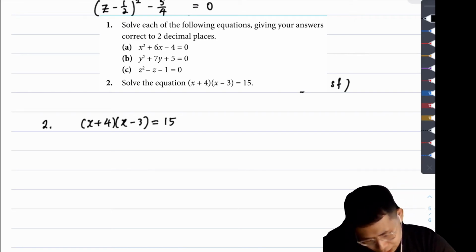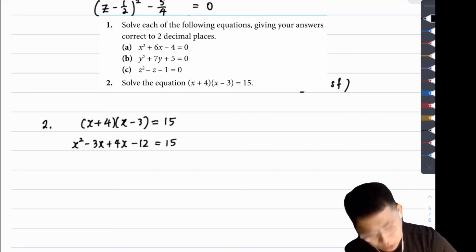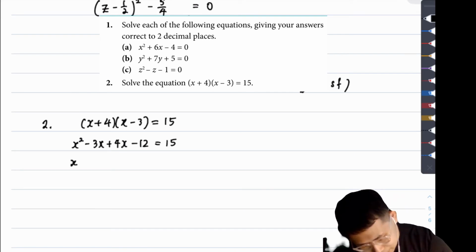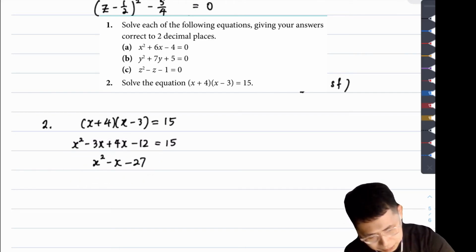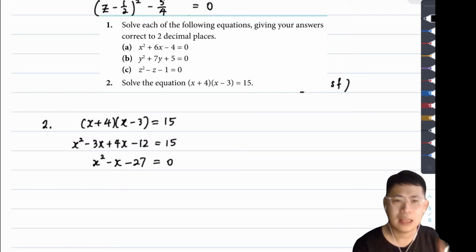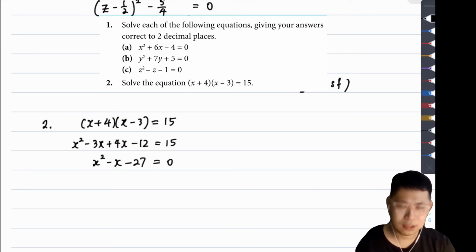When we expand, we have x squared minus 3x plus 4x minus 12 equals 15. Bring all to the left, so I have x squared minus x minus 12 minus 15, minus 27. I will simplify to this. Then for 27, we have 1 and 27, 9 and 3. We cannot get the 1, so we can't factorize. How? We complete the square instead.